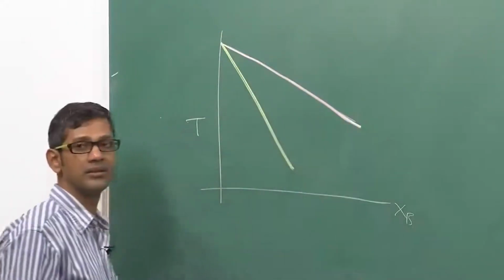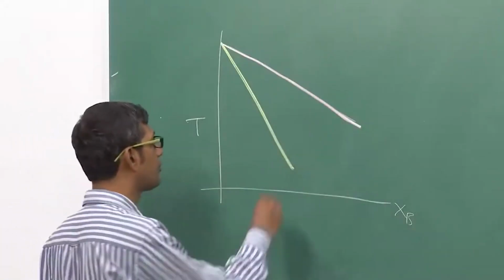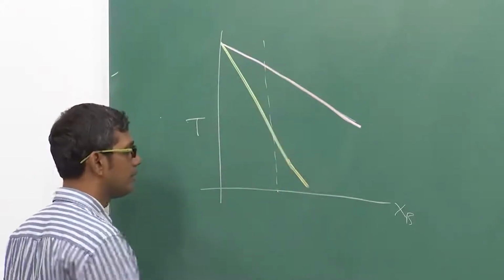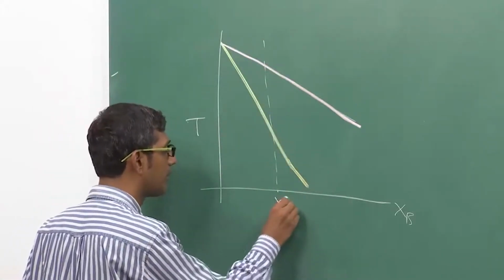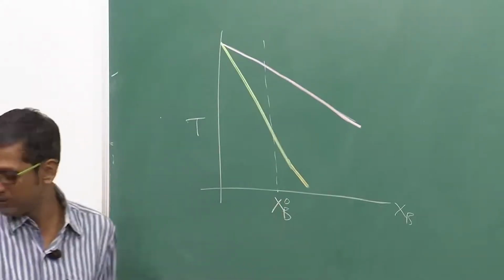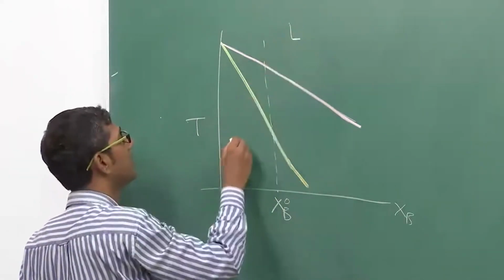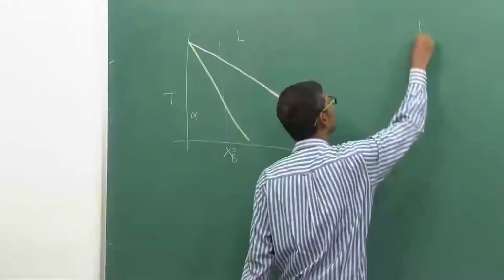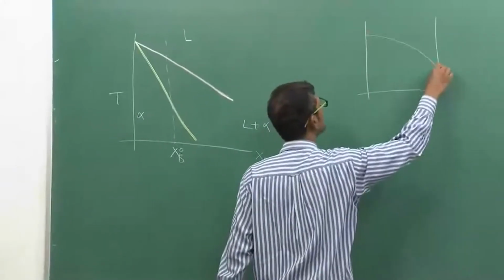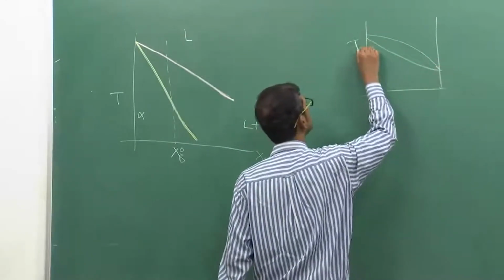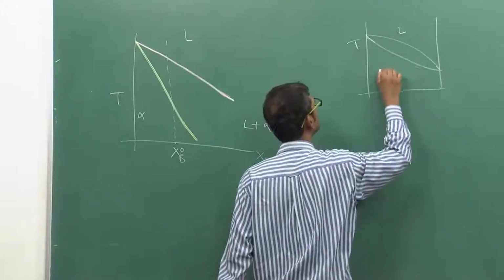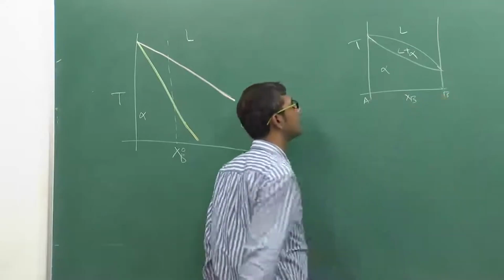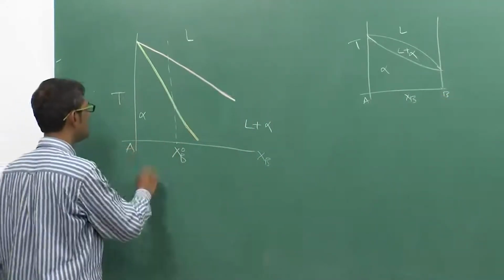This is my liquidus. Now let us suppose that I want to solidify an alloy with a composition given by Xb0. I have to solidify that, and this is my liquid, this is alpha, this is liquid plus alpha. This is basically part of the phase diagram like this. I am not drawing the part at each end.